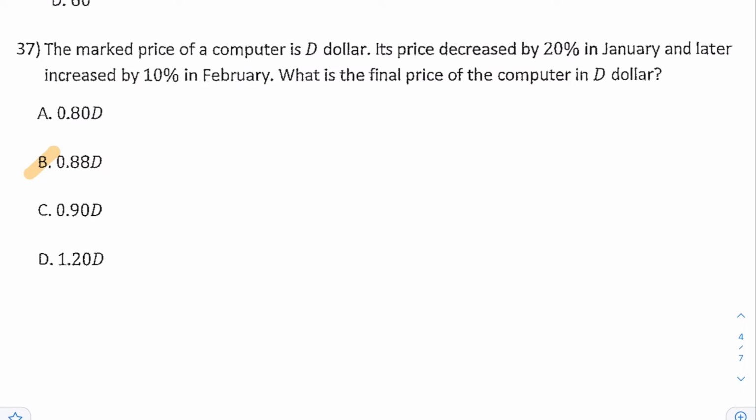Next for 37, the market price of a computer is $D. Its price decreased by 20% in January and later increased by 10% in February. What is the final price of the computer in $D? So this is a percent problem.